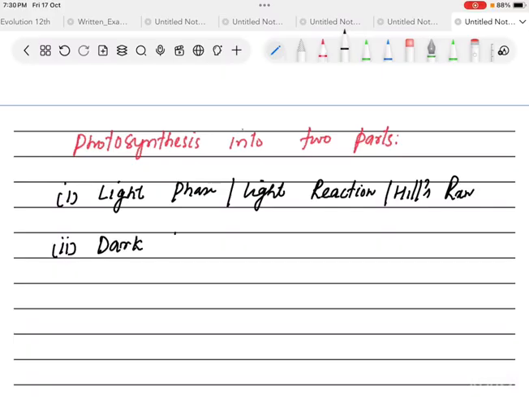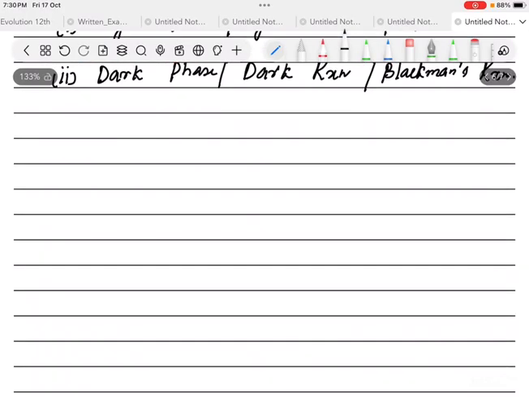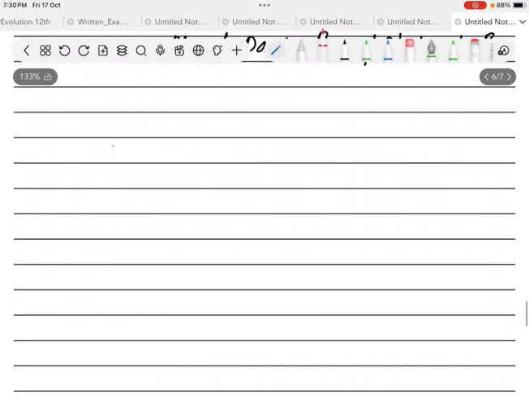It is known as dark phase or dark reaction. I'm writing RXN for reaction, or Blackman's reaction. Fine. Now, if we talk about the light reaction, as its name implies, it takes place in the presence of light. If we talk about the light reaction, it is the first part of photosynthesis.